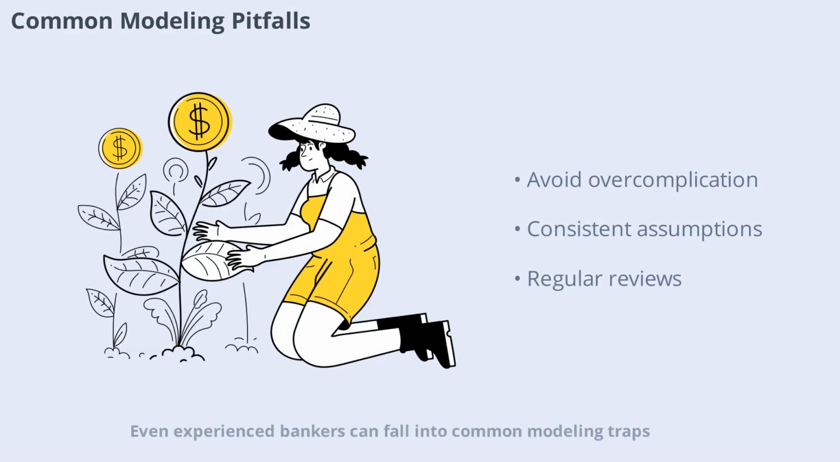Even experienced bankers can fall into common modeling traps. These include overcomplicating models, using inconsistent assumptions, or neglecting error checks. Avoiding these pitfalls requires discipline and adherence to best practices. Regularly reviewing and simplifying models can improve clarity and reduce the risk of mistakes. Awareness of these issues is the first step to building better models.